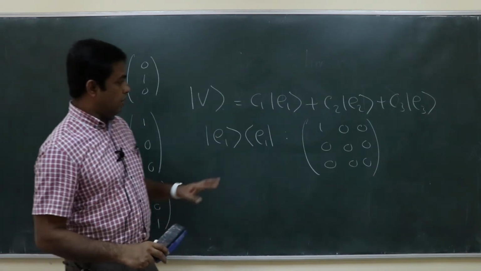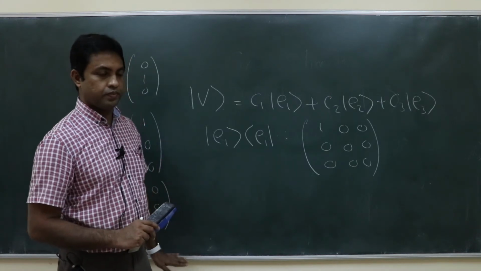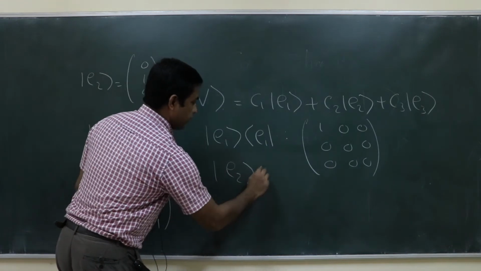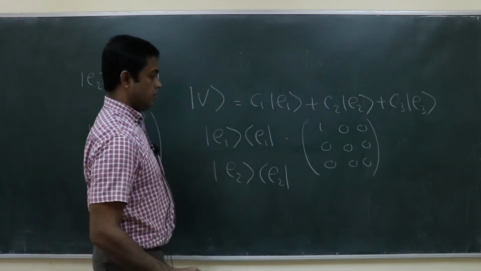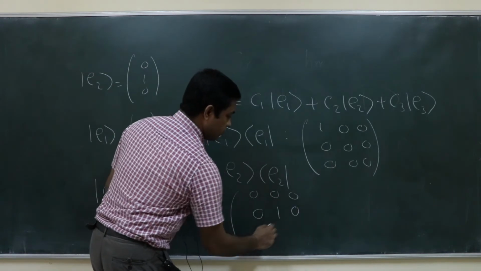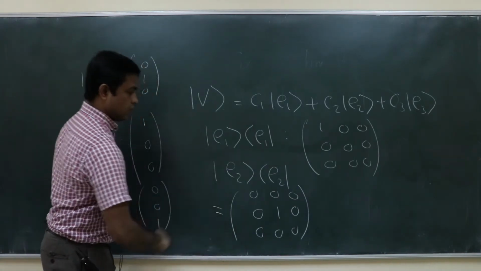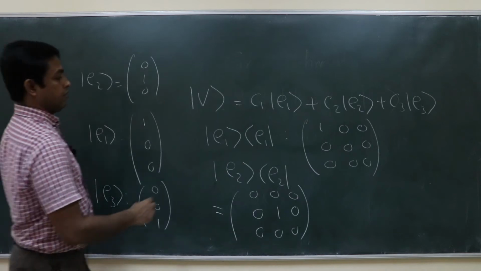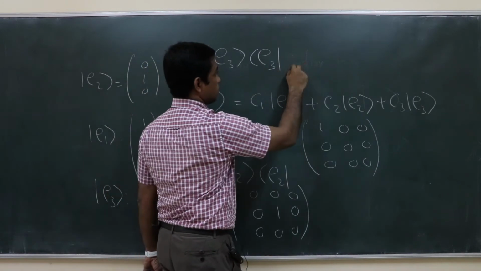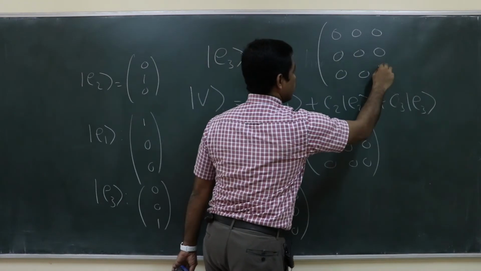Anybody have any question on this? All of you understood this? Okay. So now you can easily write down what ket E2 bra E2 is. That will be equal to 0 0 0, 0 1 0, 0 0 0. Right? So what about ket E3 bra E3? 0 0 0, 0 0 0, 0 0 1.